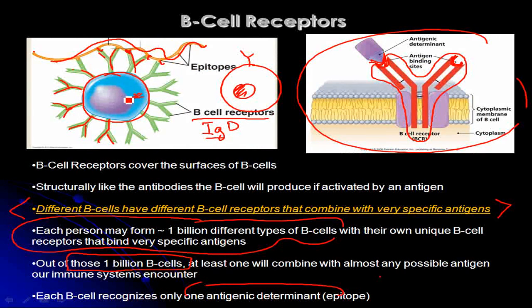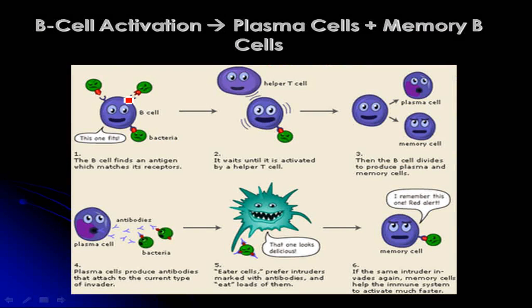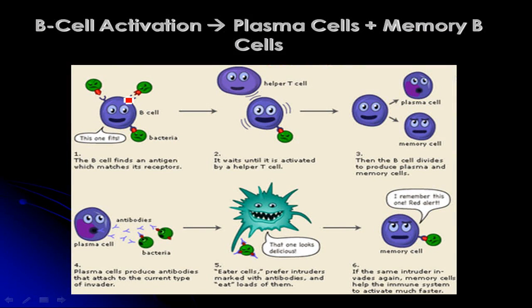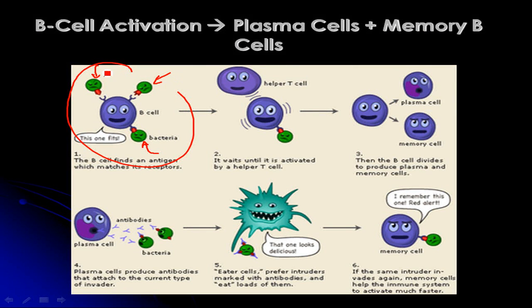But a B cell binding to its corresponding antigen does not mean that it's going to immediately start secreting and releasing antibodies into your bloodstream, your lymph, and your tissue fluids. There's actually a multi-step process that has to take place. And this is kind of a cartoon view, as you can tell, of those different steps. So here's the first one. This is our friendly little B cell right here, and these are the evil bacteria with antigens in their surfaces.